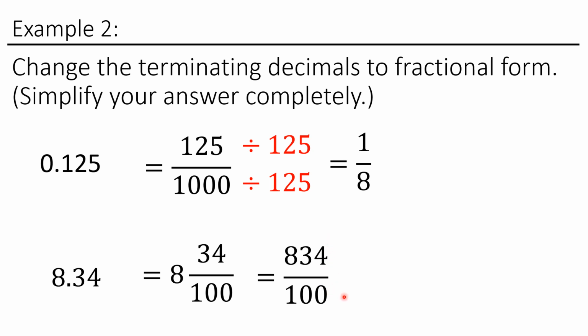Now I'm ready to reduce top and bottom. Actually, I can just divide the top and bottom by 2. When I do that, I get 417 over 50. And that is as simple as that fraction will get. It will not simplify any further. So that would be as simple as that gets, and you would put that into WebAssign in that form.